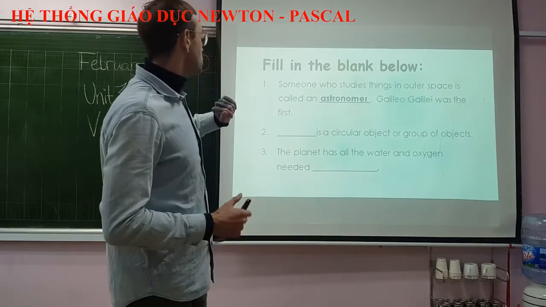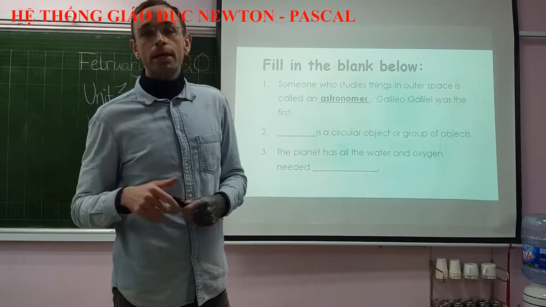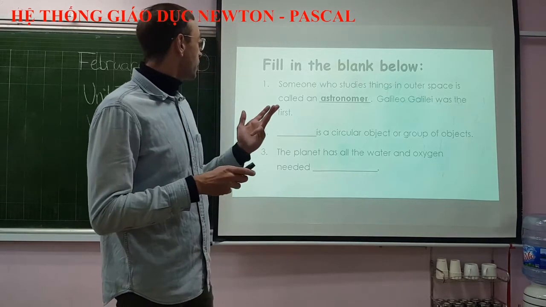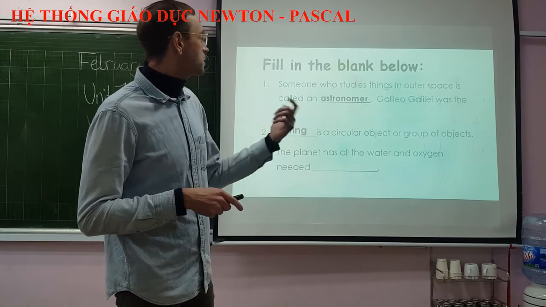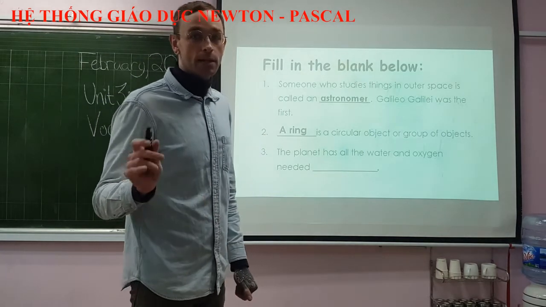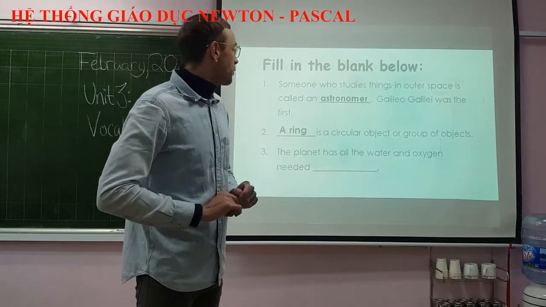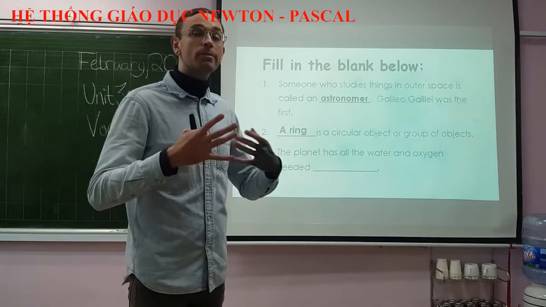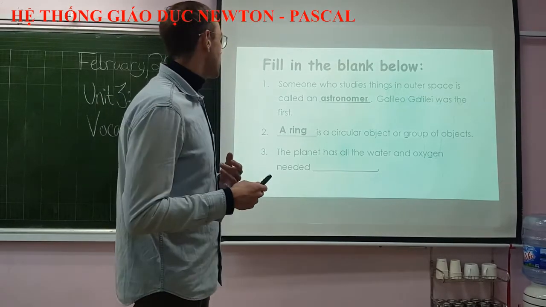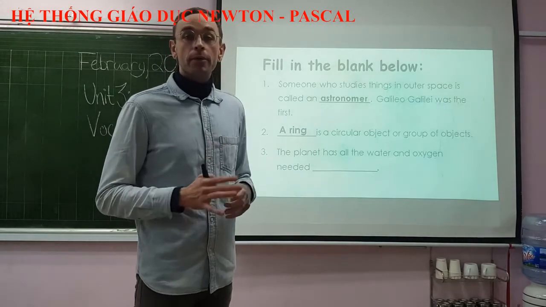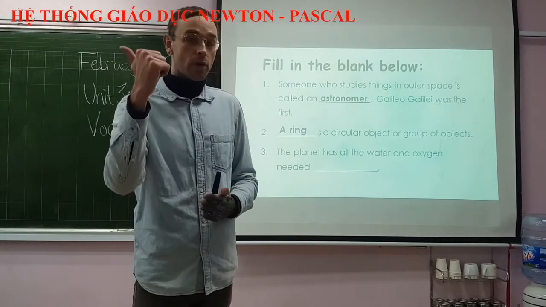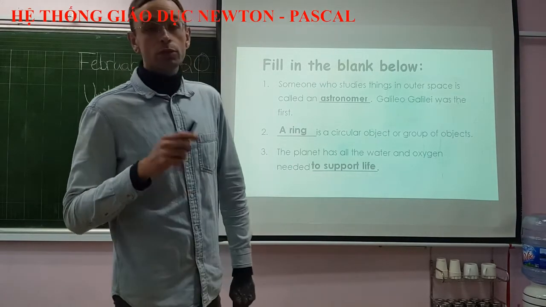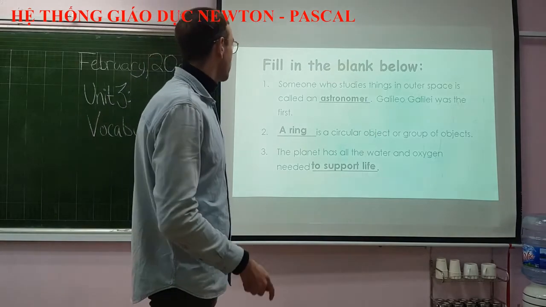Let's look at our next question. Blank is a circular object or group of objects. Well, that's easy, right? A ring is a circular object or group of objects. And finally, number 3, the planet has all the water and oxygen needed blank. Well, remember we just talked about this one. A planet needs water, oxygen, the correct temperature, the correct gravity, and many other factors in order for that planet to support life.